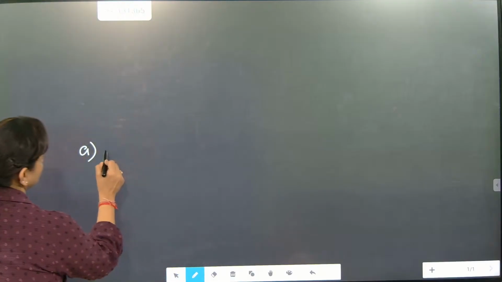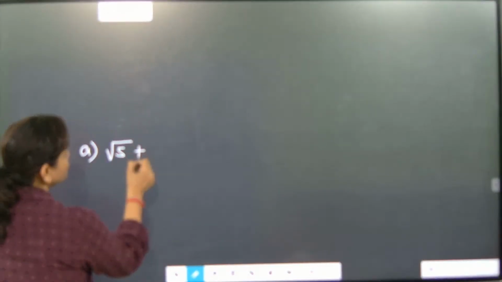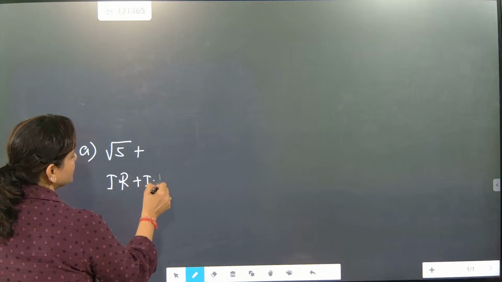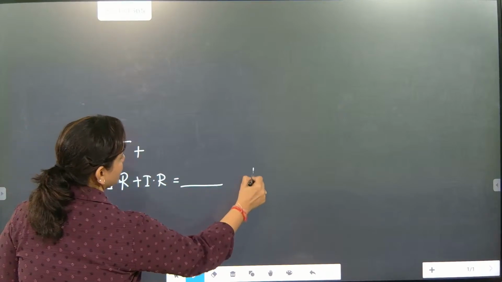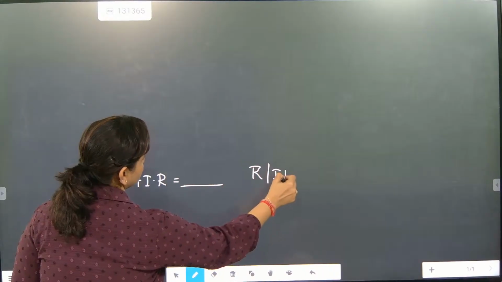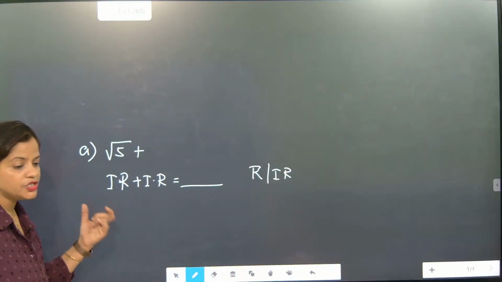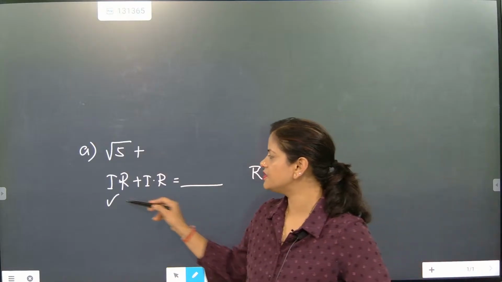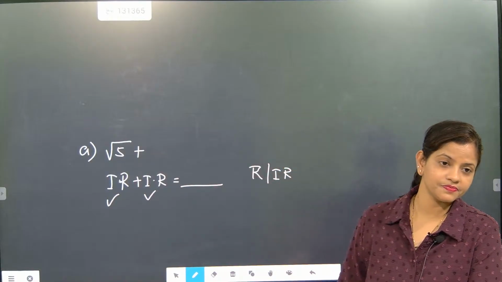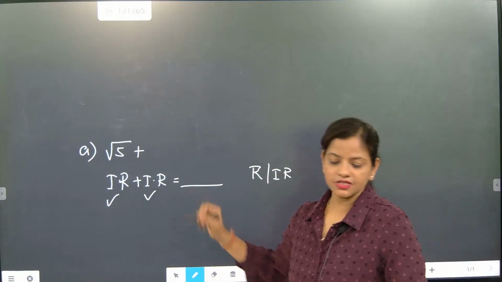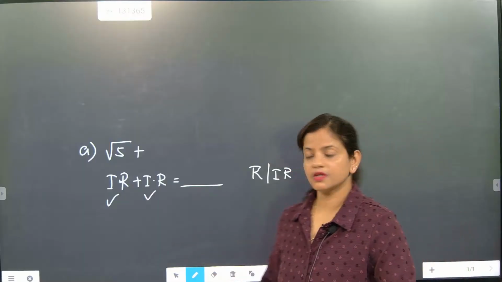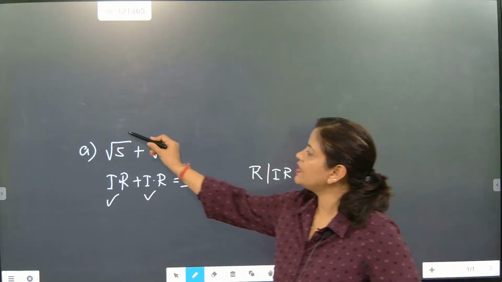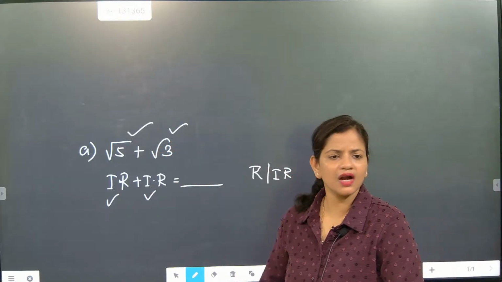When root 5 and root 3 are two irrational numbers, the addition of two irrational numbers will give what? Rational or irrational? What could be your answer? Addition of rational and irrational, addition of two irrational numbers will give you what? Two irrational numbers. So you do only one work. Add root 3 and root 5. Correct, na? When you add these two irrational numbers, you can't add them.